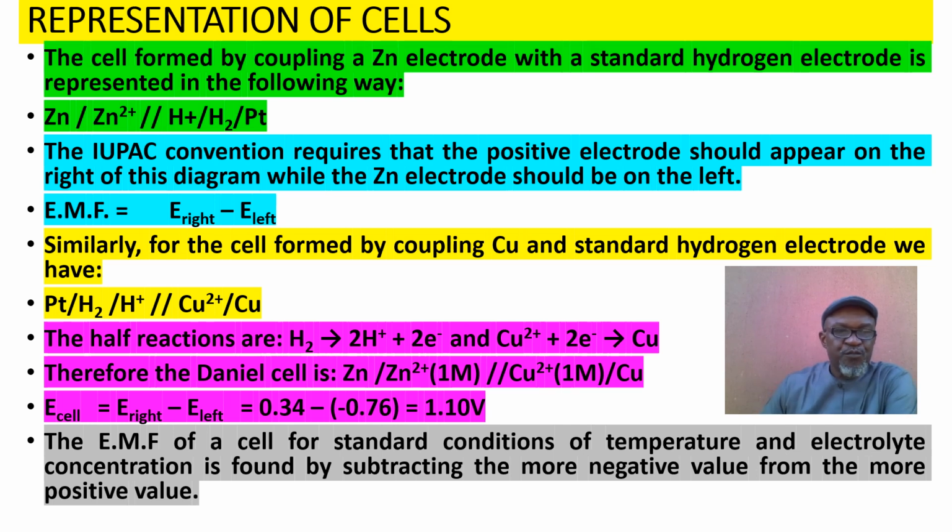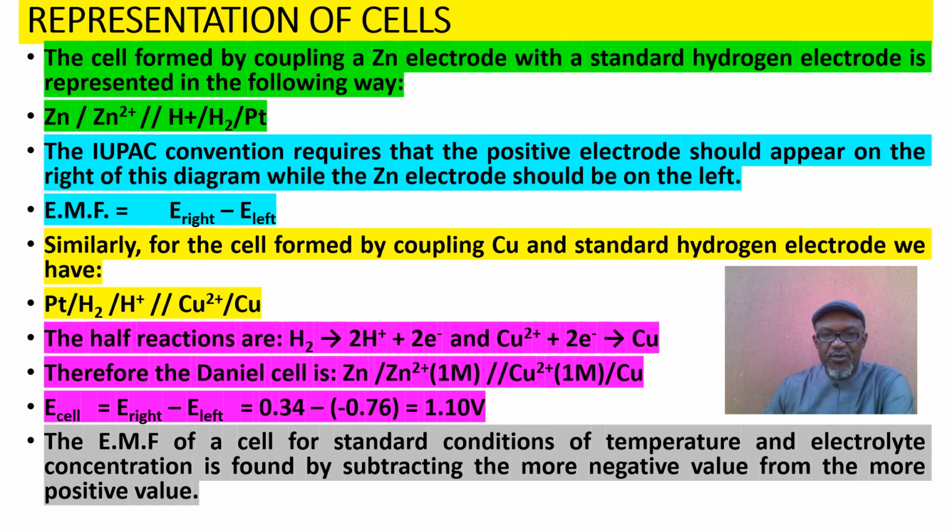Representation of cells. Let's take a cell of a zinc electrode coupled with a standard hydrogen electrode. That is what we have just seen in the last slide. We'll see zinc and hydrogen. The IUPAC convention requires that the positive electrode should appear on the right of this diagram, while the zinc electrode should be on the left. Zinc is the negative electrode, because with the standard hydrogen electrode, the EMF is minus 0.76. That means EMF is E right minus E left, which we met before.